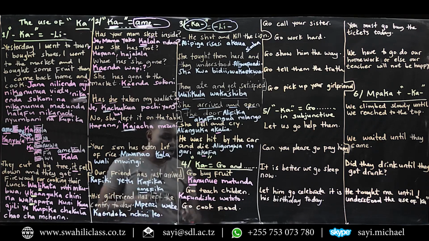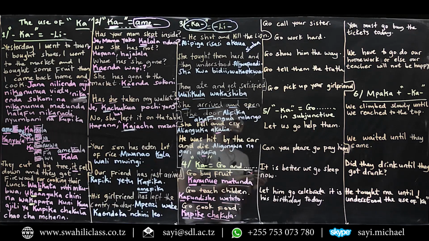You see that? So go cook food. This is a general sentence. Go cook food. Go cook my food, I will put object infix. But this sentence is just food. I'm not going to put object infix. You see that? You remember it. So go cook food will be ka, kapike, kapike chakula. Go cook food. Go teach children. Go buy fruit. You see that? Let's see more sentences.